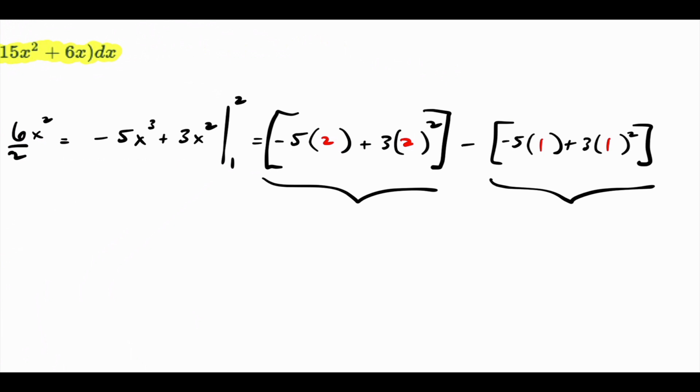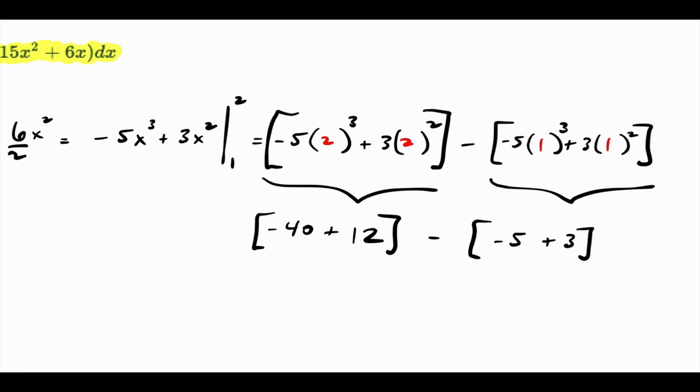So on the left, I get negative 10 plus 12. Oh, sorry, yeah. This one's cubed, right? Yep. So that's going to be negative 40. This is going to be negative 5 plus 3. So we get negative 28 minus negative 2. We get negative 26.